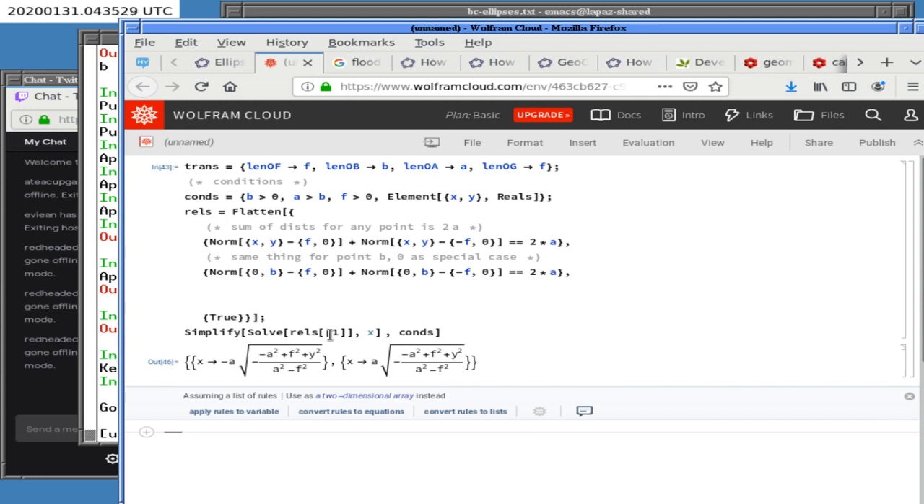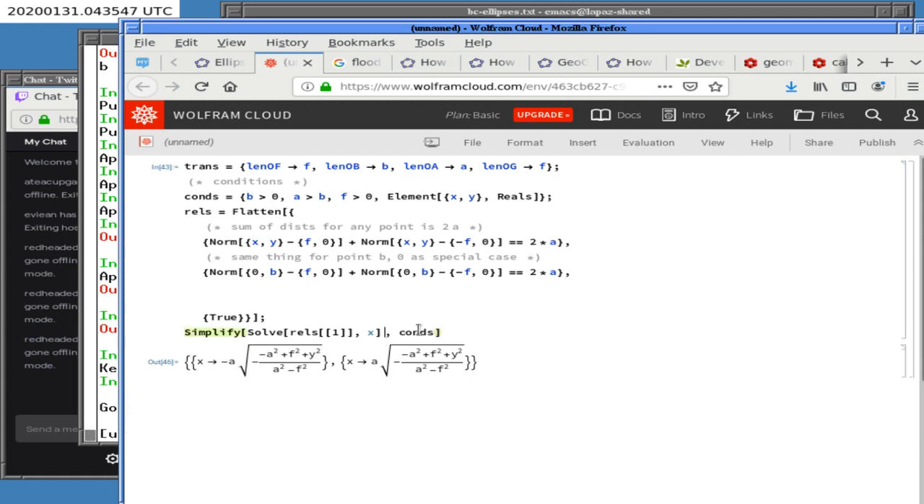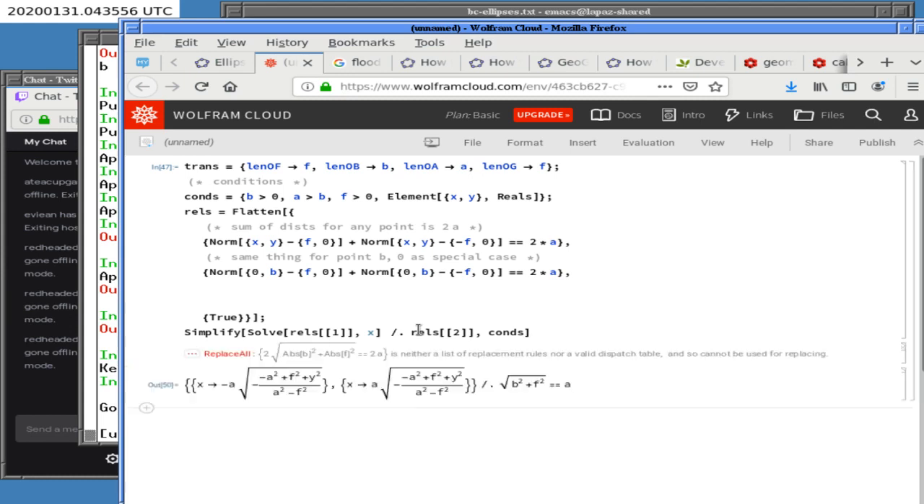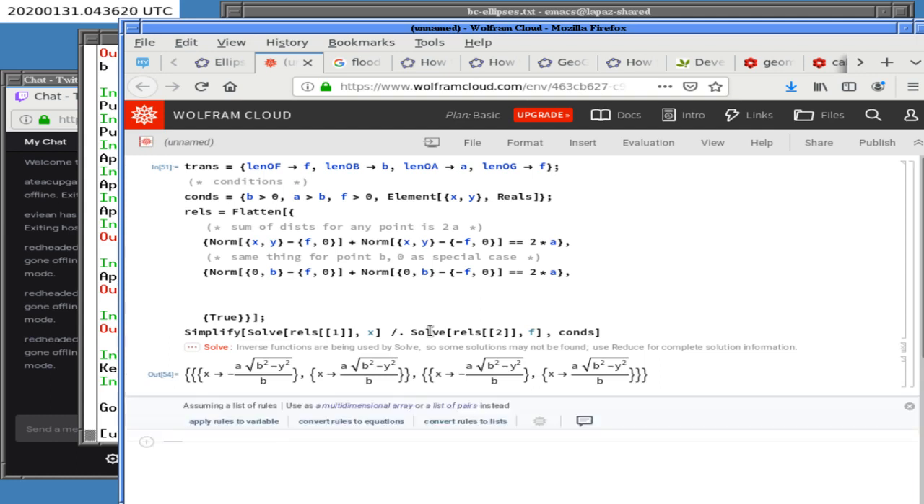And now, obviously we have an F and a Y in there, but I think, let's see. So this gives us X in terms of Y, A, and F, but we actually know what F is. So let's see if this will let us simplify. Nope. So I guess what we want here is f in terms of a and b: solve rels 2 for f, use that to replace the solution. Yep. Yeah, this actually does give us x in terms of a, b, and y, which is what we want.